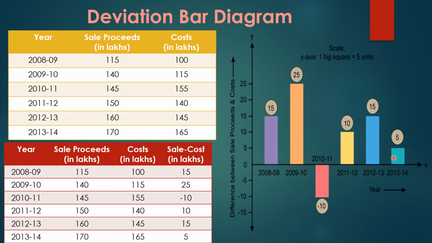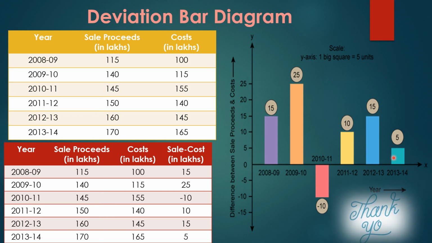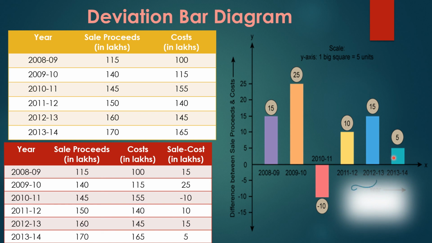It can be positive or it can be negative, and it will always be represented in this way. So with this, we came to an end, and we have learned all the types of bar diagram. With the help of this video, kindly complete your notes, and try to solve all the related problems of these different types of bar diagram. Thank you.